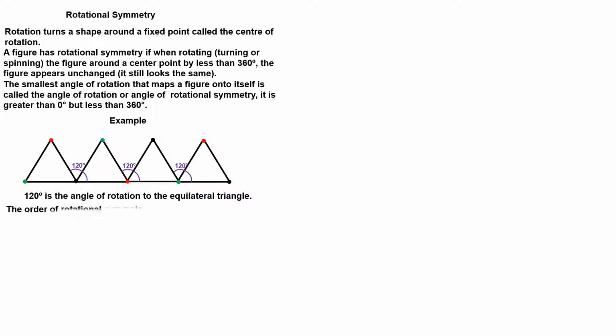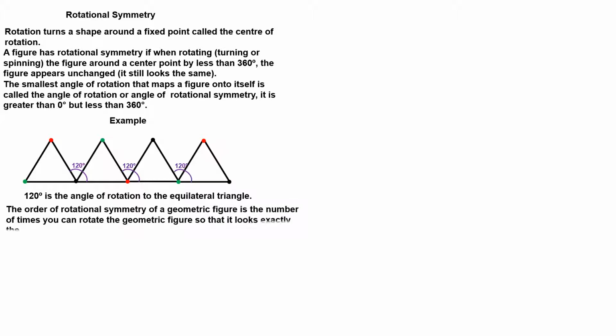The order of rotational symmetry of a geometric figure is the number of times you can rotate the geometric figure so that it looks exactly the same as the original figure. The equilateral triangle has order of rotational symmetry of 3 because you can spin the equilateral triangle 3 times so that it looks the same. It took 3 rotations to get back to the original position.